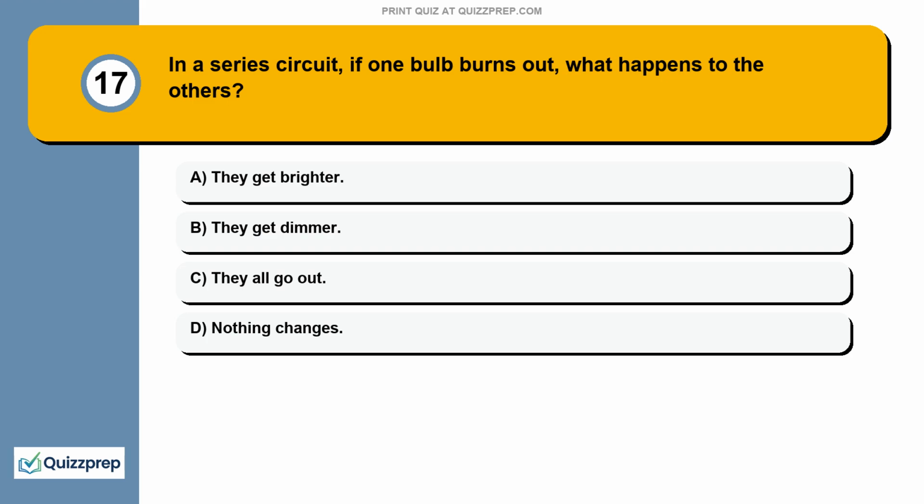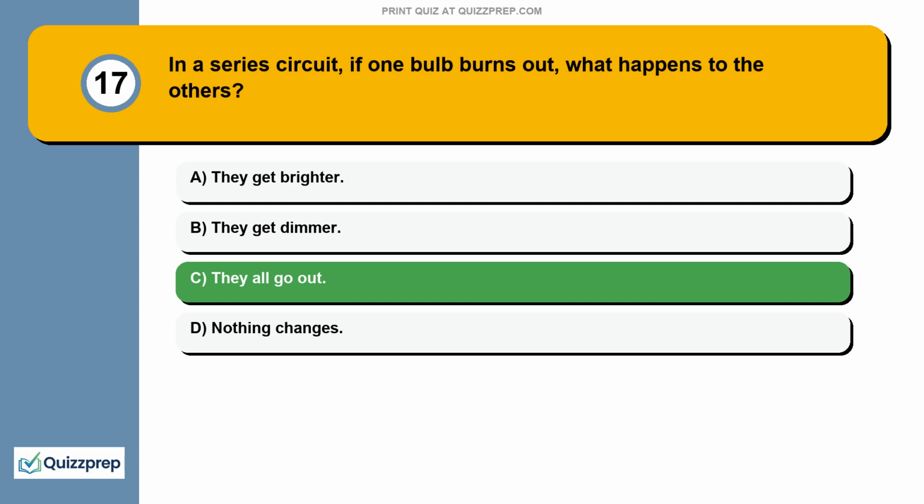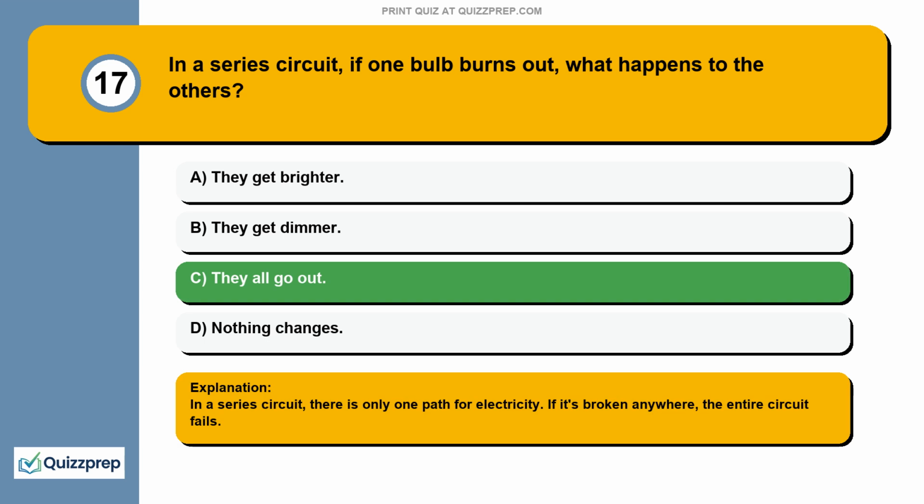Question 17. In a series circuit, if one bulb burns out, what happens to the others? They get brighter, they get dimmer, they all go out, nothing changes. In a series circuit, there is only one path for electricity. If it's broken anywhere, the entire circuit fails.